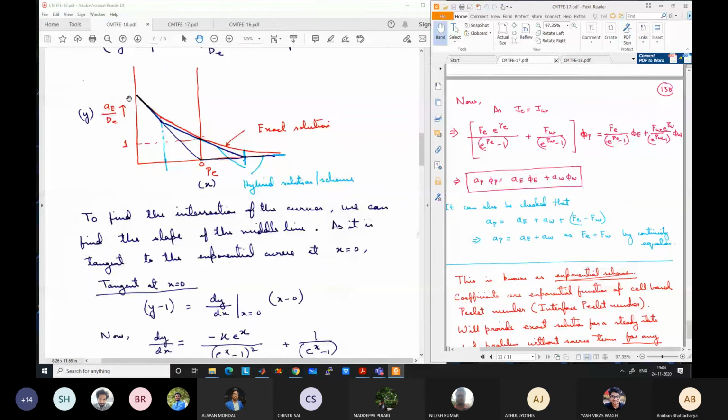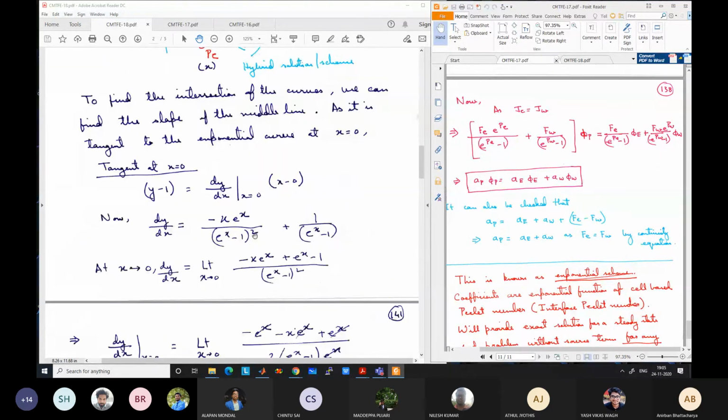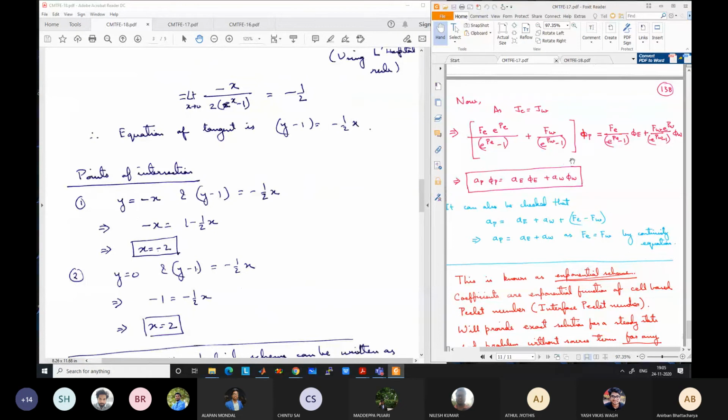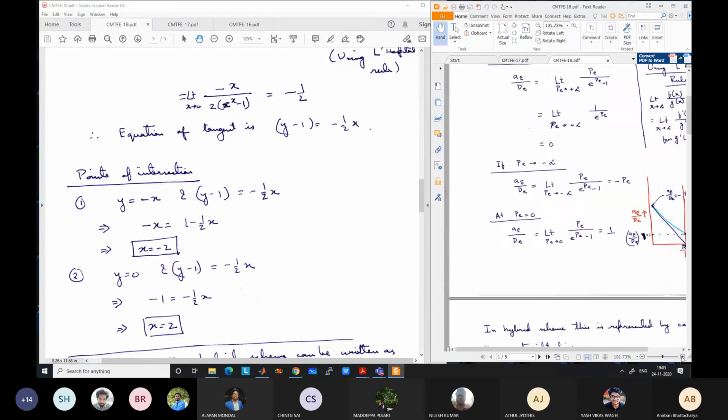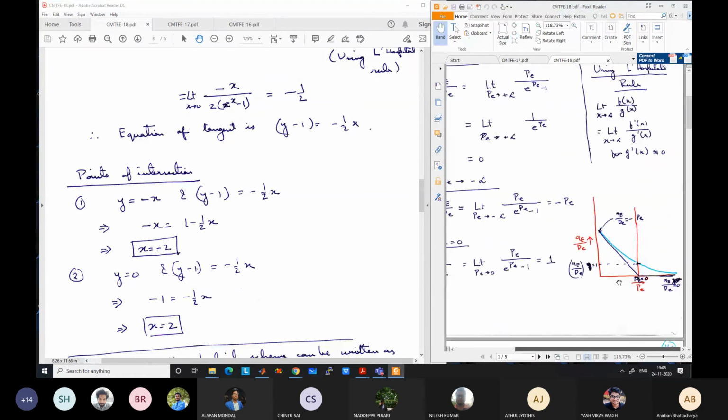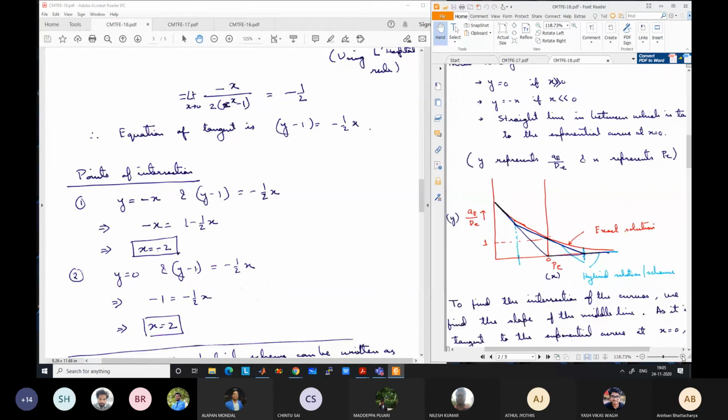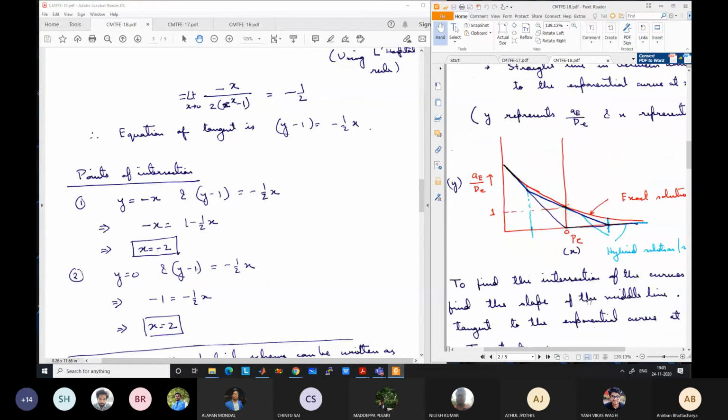First line is y is equal to minus x. Second line is y minus 1 is equal to minus half x. And third line is y equal to 0. Okay. So now we can find the intersection points. From the first two equations, I will keep this diagram open here so that you can relate to the diagram. Okay. From the first two equations, y equal to minus x and y minus 1 equal to minus half x, at the intersection both the equations are valid, right?